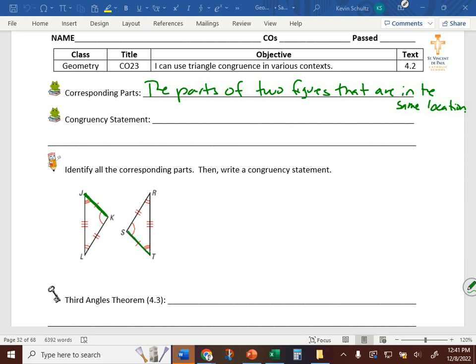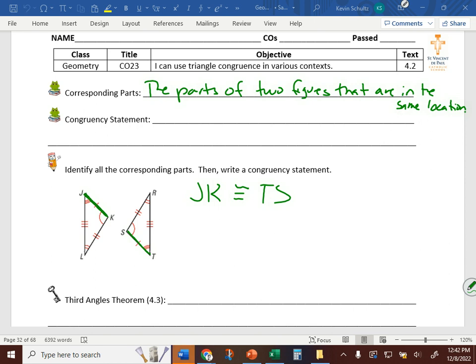Because if I label this JK, I'm starting at point J, which is that triple-arced angle, and ending at point K, which is a single-arced angle. I'd have to go the same direction on the second figure. So it wouldn't be quite correct to say that JK is congruent to ST, because ST is going the other direction. I have to go from the triple arc to the single arc, so instead of ST, it should be TS.